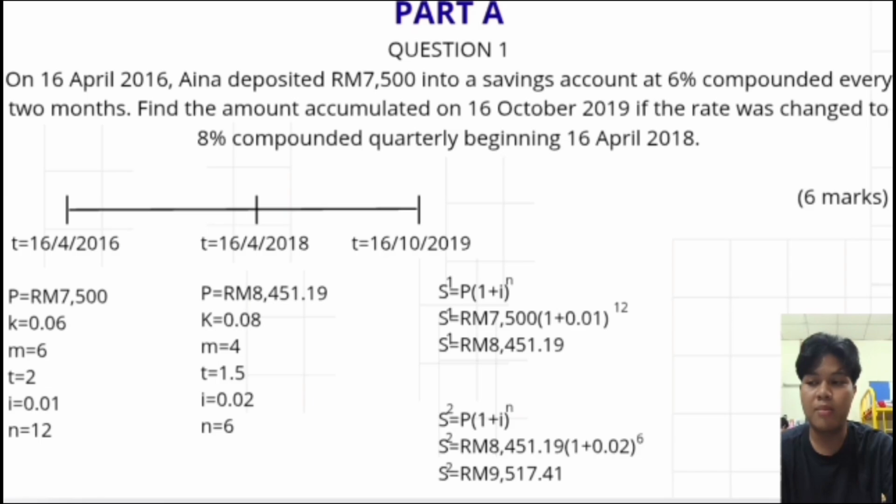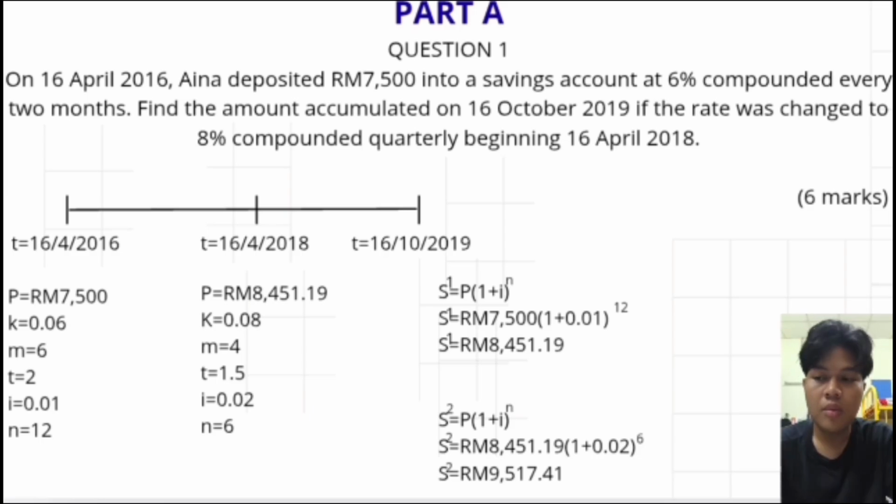Because of K over M, which is 0.06 over 6, and N is 12 because of the total number of times compounded every 2 months. The formula is S equals P in bracket 1 plus I to the power of N. S equals 7,500 in bracket 1 plus 0.01 to the power of 12 equals 8,451.90 ringgit.